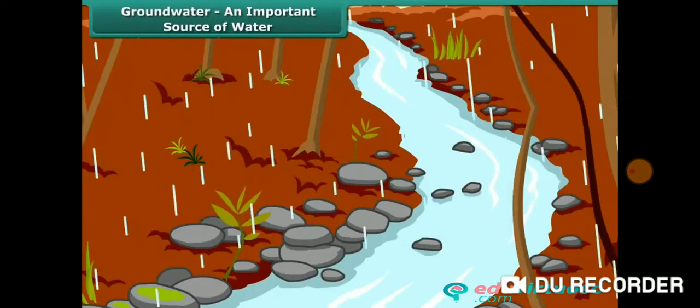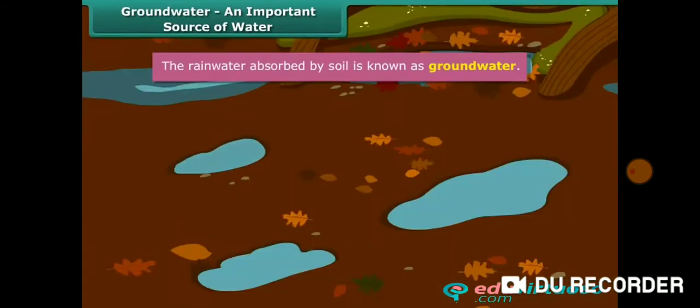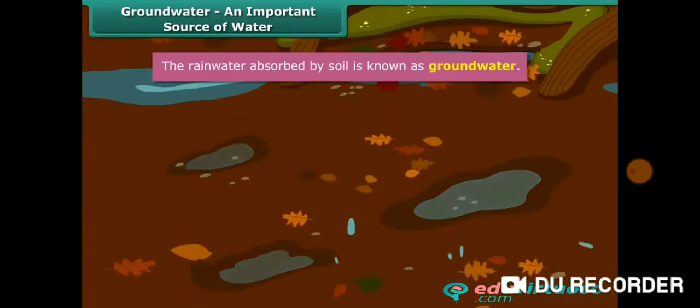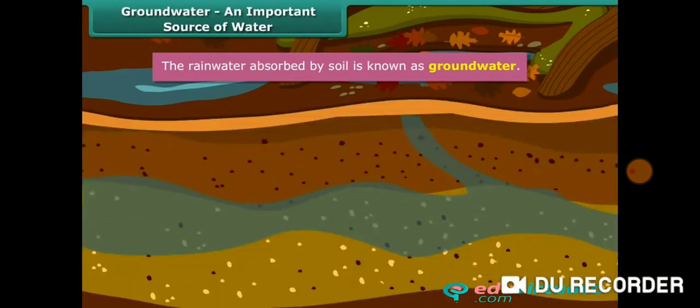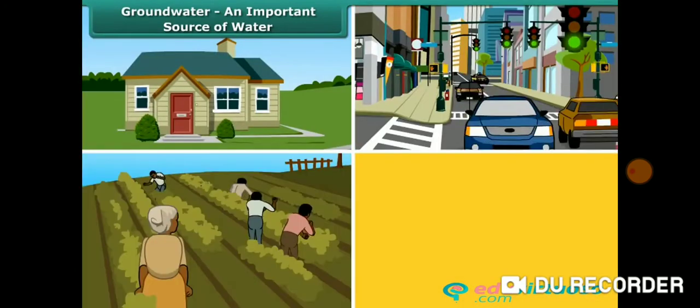Not all the rainwater flows into rivers and ultimately into oceans. Some of it is absorbed by the soil. This water is known as groundwater. Although it is not visible, it is almost everywhere, flowing beneath the ground under your home, cities, farms, and deserts.